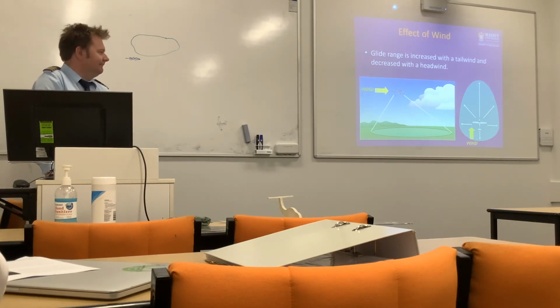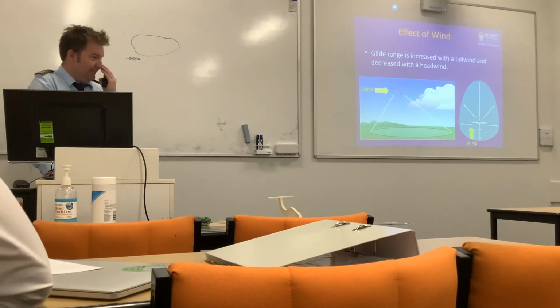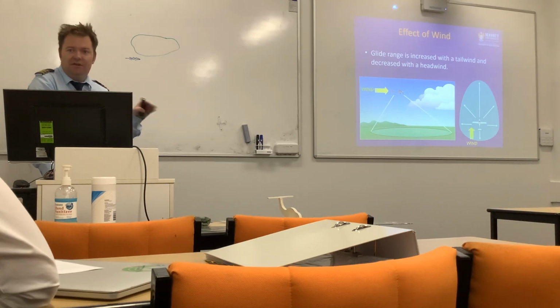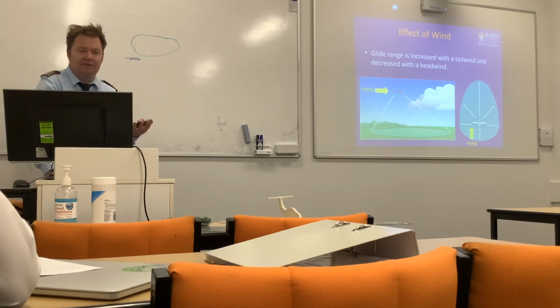Range increases with the tailwind, reduces with the headwind. Might be really important for the initial part of this procedure to actually use that tailwind if you want to glide further. If I'm not far from an aerodrome and I've got a tailwind, we might consider trying to get to that aerodrome. But just knowing what the wind strength is doing and how this wind is going to affect my glide is going to be really important because it does change.